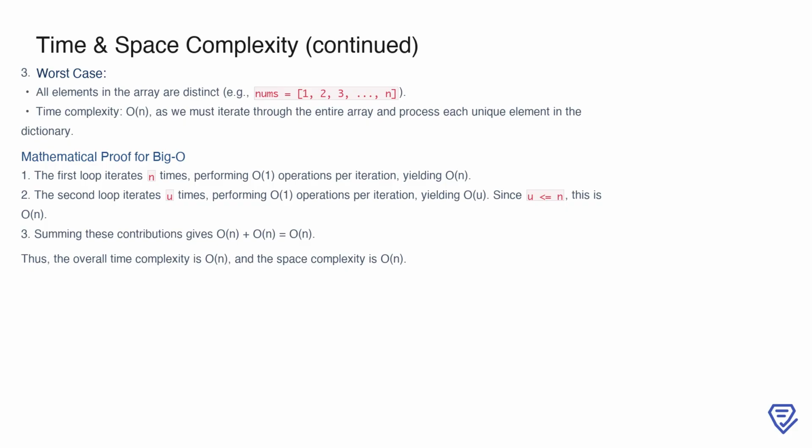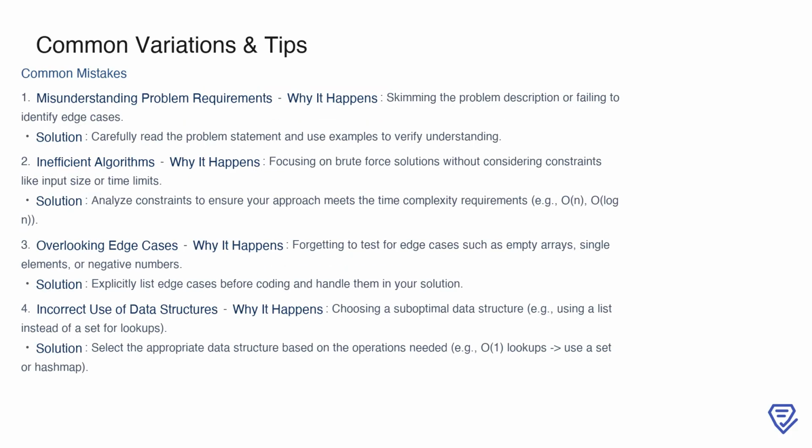One of the most common mistakes when solving problems is misunderstanding the requirements. This often happens when you skim through the problem description without fully digesting the details or fail to account for edge cases. To avoid this, take time to carefully read the problem statement and verify your understanding by working through a few examples. Another issue is relying on inefficient algorithms, like brute force approaches, without considering constraints like input size or time limits. Here, analyzing the problem's constraints is key. Ensure your solution aligns with the required time complexity, such as aiming for O(n) or O(log n) where appropriate.